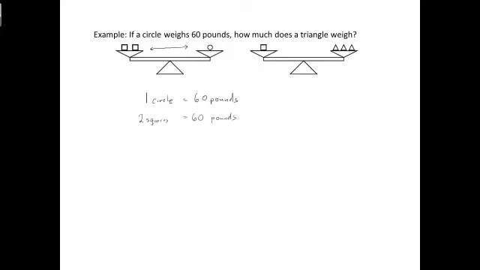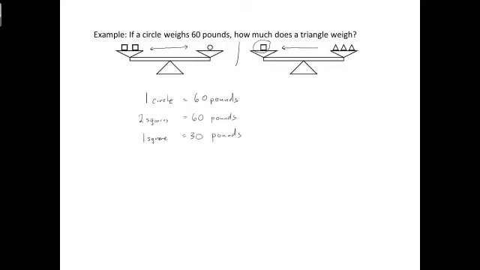Where do we go from here? Well, if we look at our other picture, our second picture has one square right here. So we should try to get down to one square from our two squares. How do we do that? We divide by 2. One square must weigh 30 pounds.